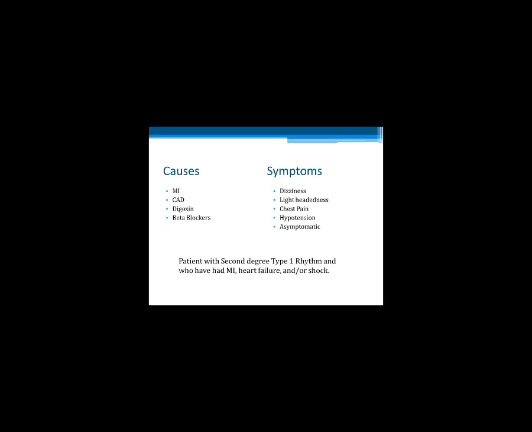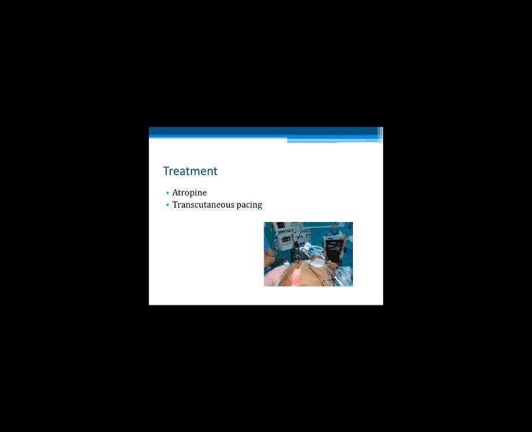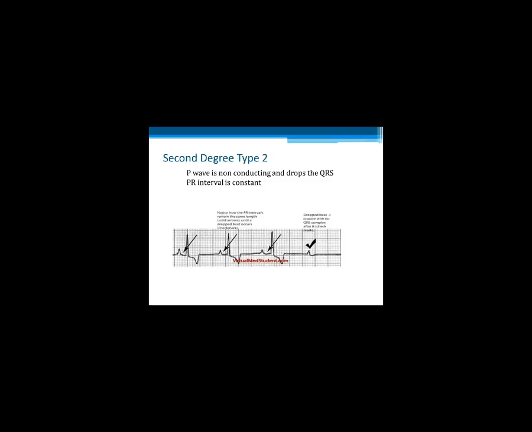Causes: same thing. MI, coronary artery disease, DIG, and beta blockers will also cause this. Dizziness, lightheaded, chest, they'll feel it sometimes when it drops that beat. Atropine is your most common drug that you will see to treat that one. Sometimes we have to do transcutaneous pacing to pick up that extra beat until we can figure out what the problem is.